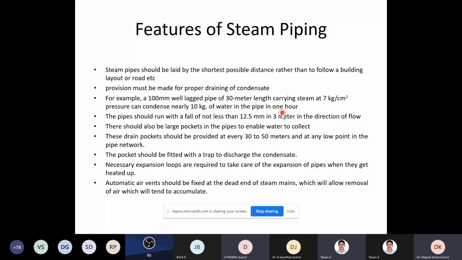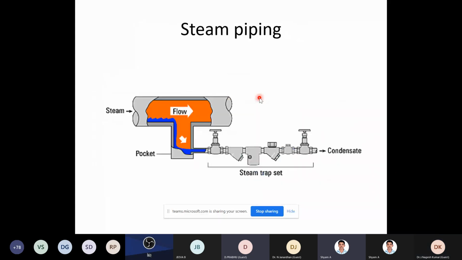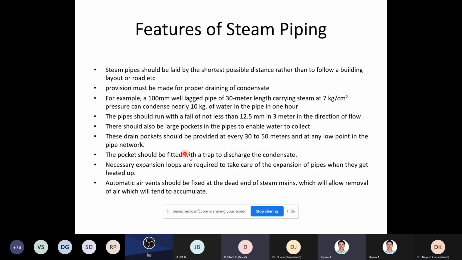So there is a slope that is given. In this case, the pipeline will be sloped like this so that easily the water can be picked up through this drain. And every 30 to 50 meters in the pipeline, you should have these drain pockets. The condensate is discharged.